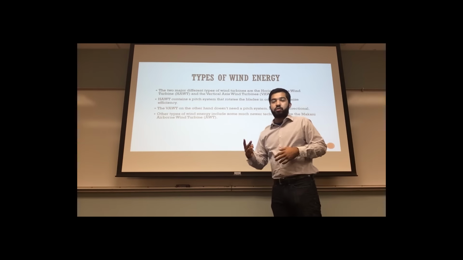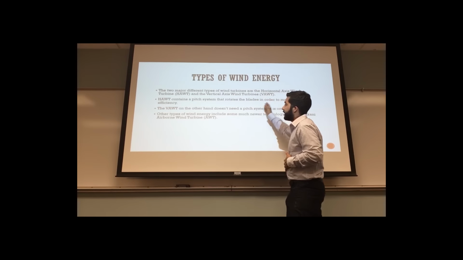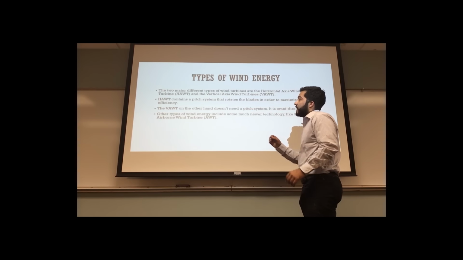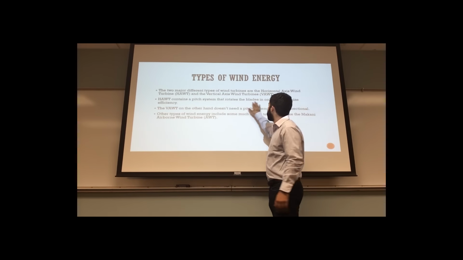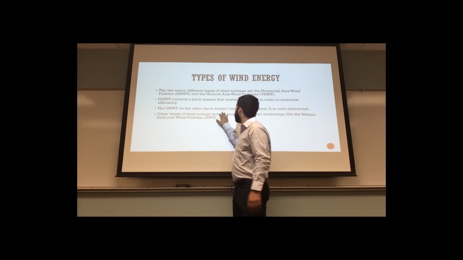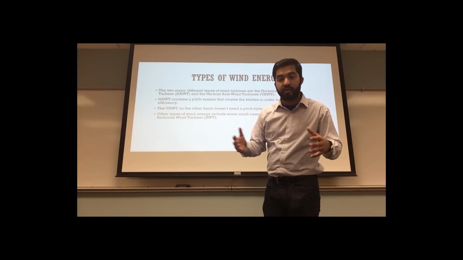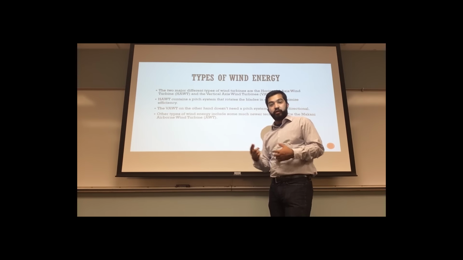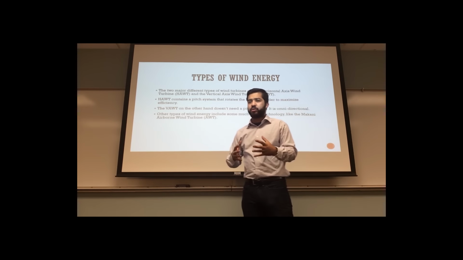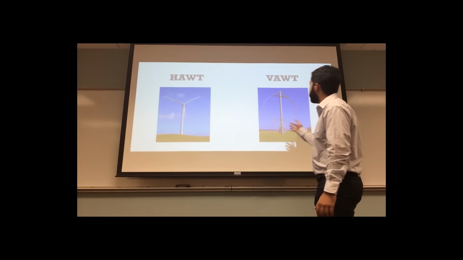So there are two major types of wind turbines: the vertical axis wind turbine and the horizontal axis wind turbine, like I showed before. The horizontal axis wind turbine contains a pitch system, like I stated, in order to maximize efficiency. The vertical, on the other hand, doesn't need a pitch system because it's omnidirectional. Omnidirectional means that wind coming from any direction will spin the blades or the rotors. There are other smaller types of wind turbines, but we won't get into that. So these are the two major ones.